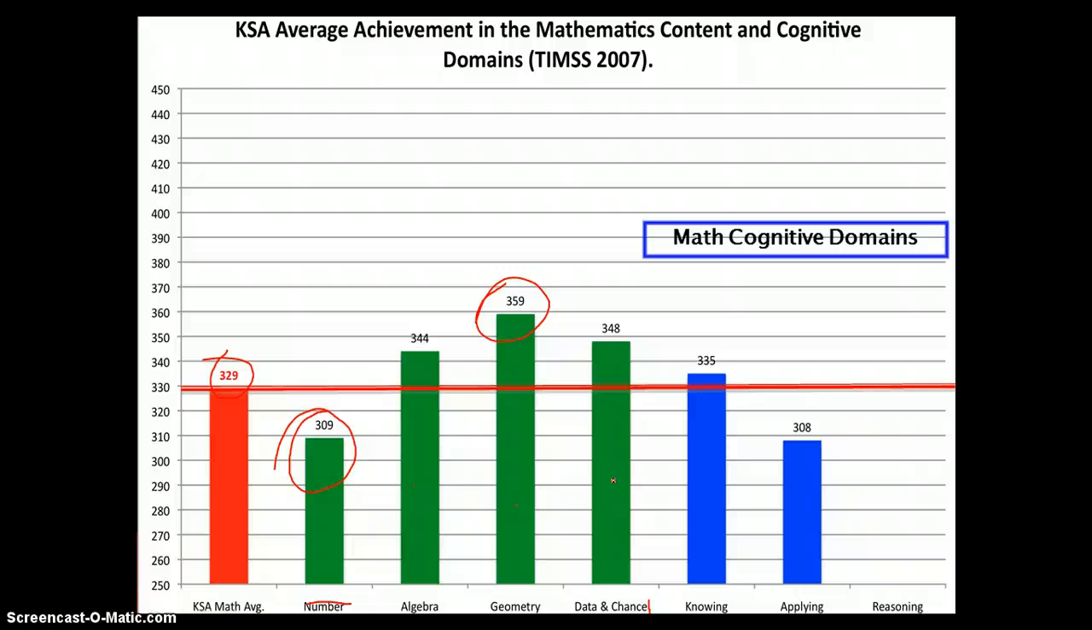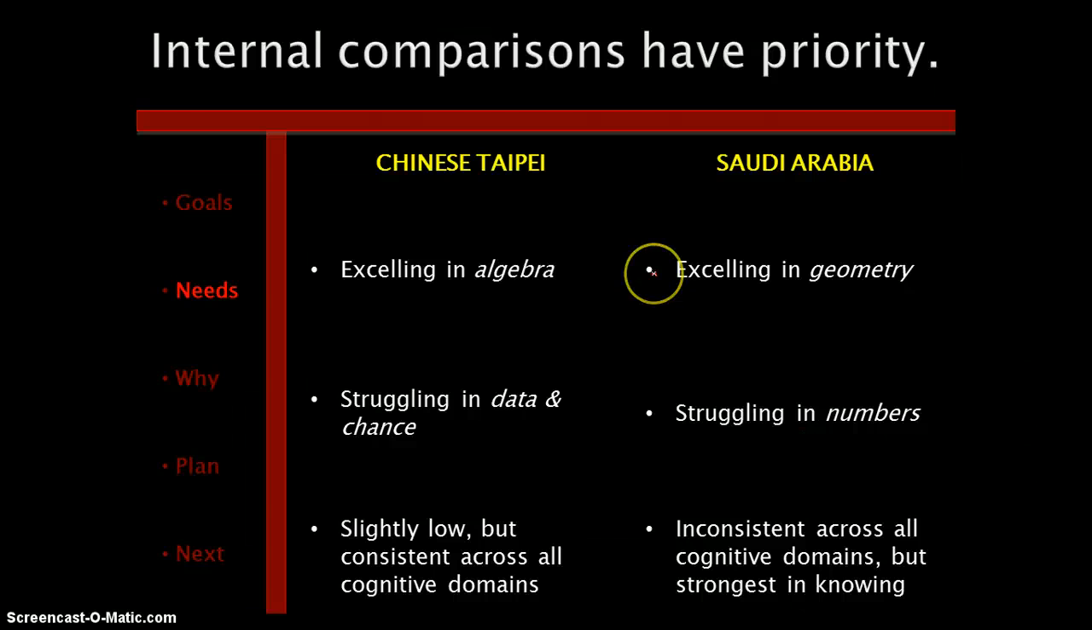If we look at the math cognitive domains, we'll see that first of all, there's no data for the reasoning items, which suggests that they didn't even attempt to answer them or that that wasn't administered to them. So we already have a starred problem in possibly the test administration. But if we look at what we do have, we'll see that in applying, they're way below their own mean, and in knowing, they're slightly above. So the most basic cognitive domain, not doing too badly. In the next most basic cognitive domain, a significant drop. So with Saudi Arabia, excelling in geometry, struggling in numbers, and inconsistent across all cognitive domains, but strongest in knowing.